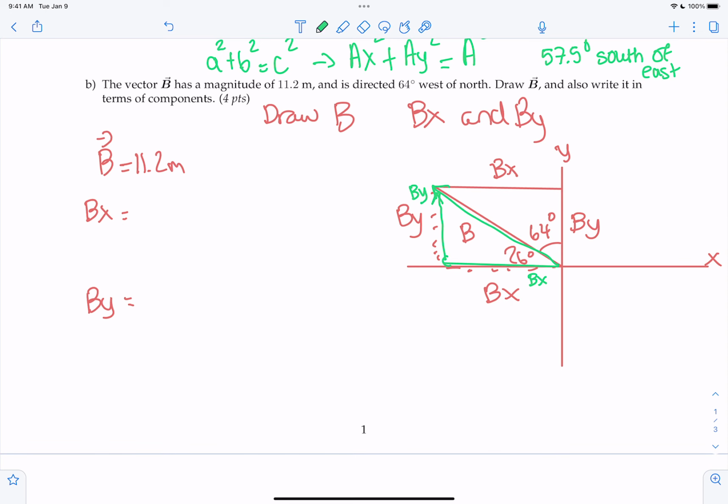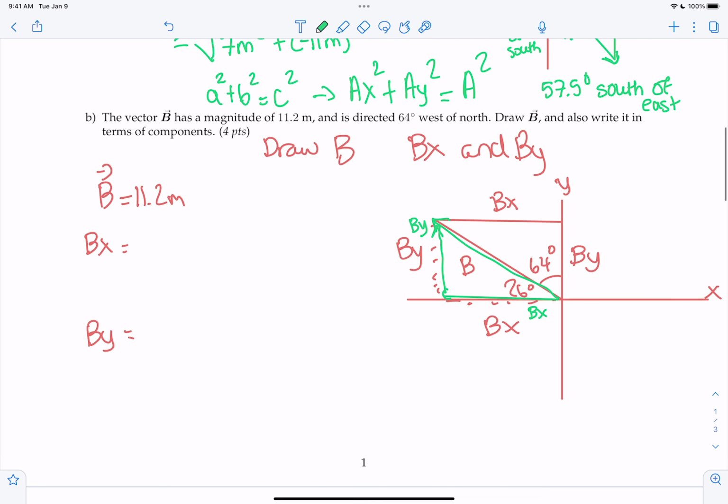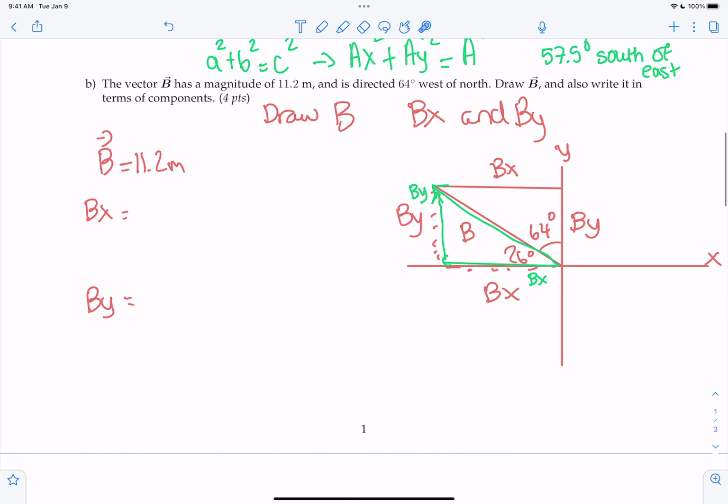Yep. So someone already said sine, right, to figure out bx. If we use the 64-degree angle, we have 11.2 as the magnitude. So bx over b, right, so opposite over hypotenuse, that's going to give us the sine of 64 degrees, right? So if we multiply b over, we get bx is equal to 11.2 sine 64, as Ellen mentioned.